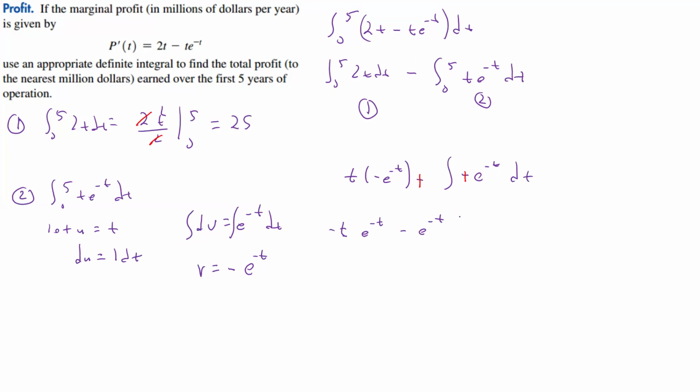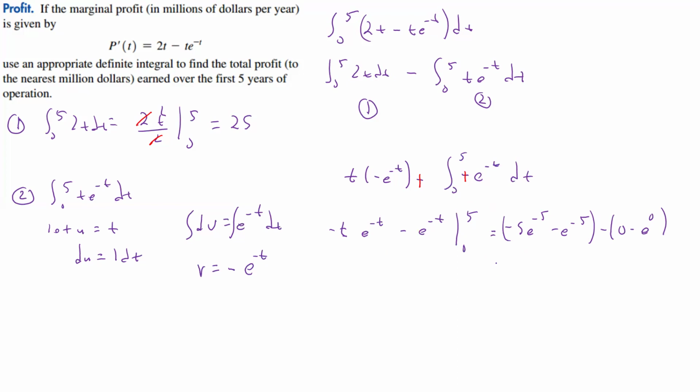And then I'm going to take that from 0 to 5. I've kind of dropped it as I go, but it's still there along the way, because this one we're actually going to evaluate. And so I plug in all those numbers. So what do I have? I have a minus 5 e to the minus 5 minus e to the minus 5. That's the first piece. And then I have minus, and I plug in 0. So that's going to be 0 minus e to the 0.